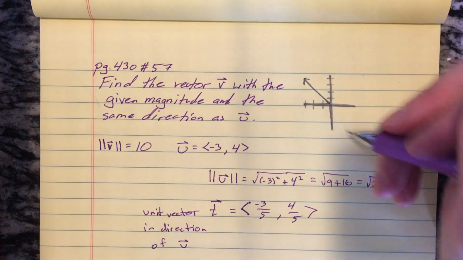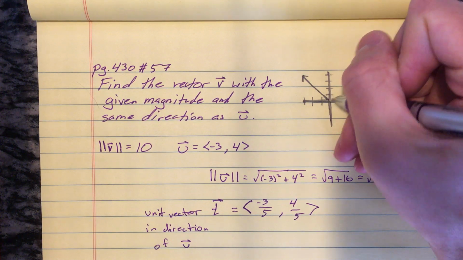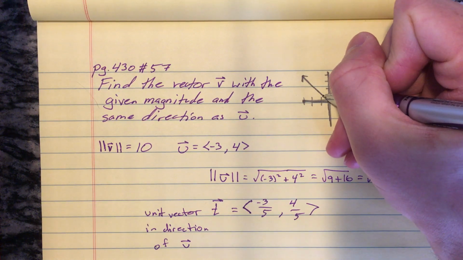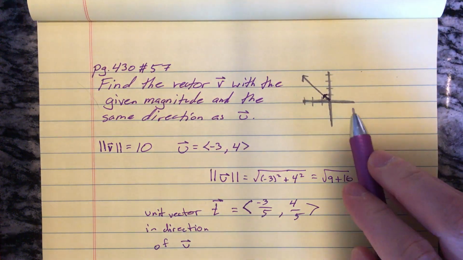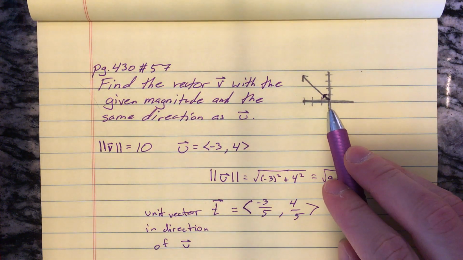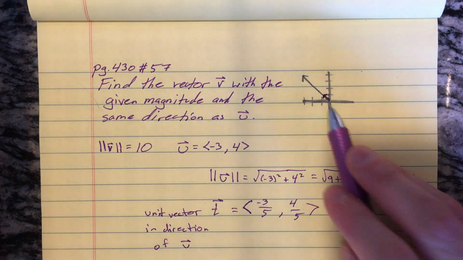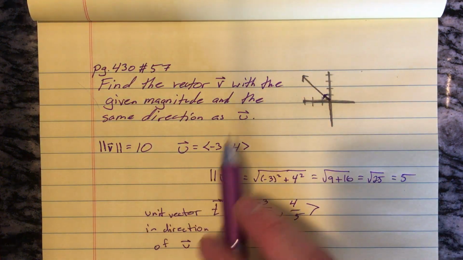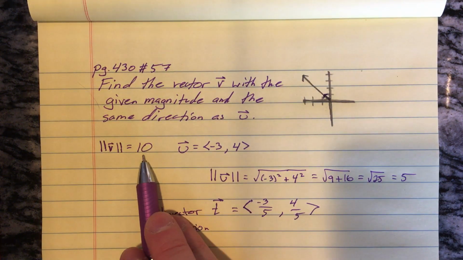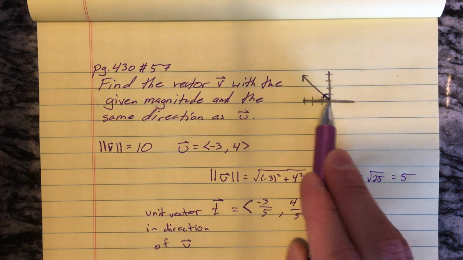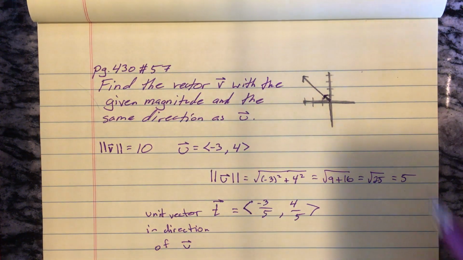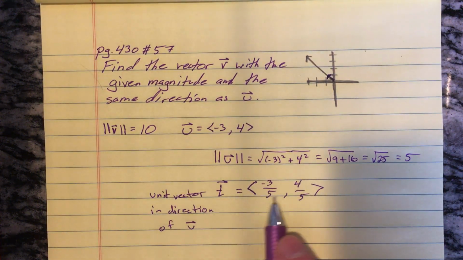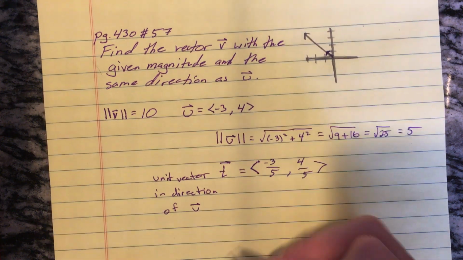So back to my graph here, I go over negative 3/5 and up 4/5 to make this little vector here. And that's the unit vector. That's going in the same direction, but it's only got a magnitude of 1. So now our goal is to write the vector v, which has a magnitude of 10. Right now, this has a magnitude of 1. To go from 1 to 10, we're going to multiply by 10. So we're going to take this unit vector that we found and multiply each one of these components by 10.